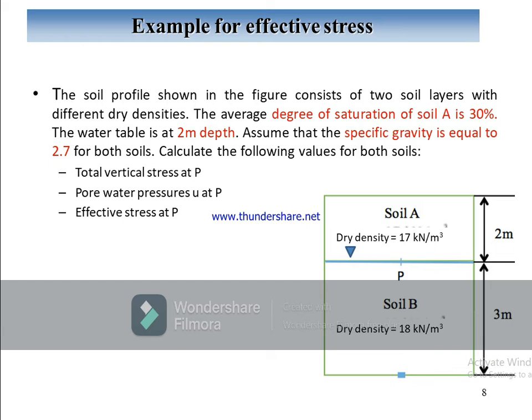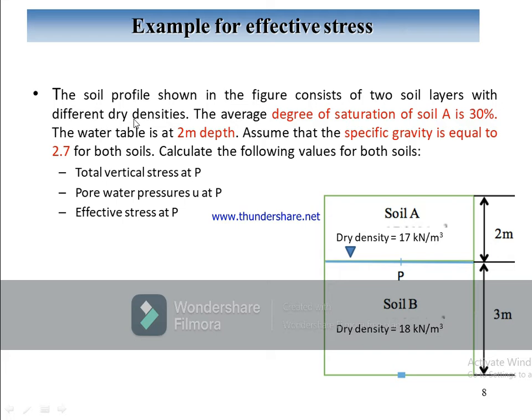So now we come to another example for effective stresses. For example, we have a soil profile shown in a figure. We have two soils, soil A and soil type B. Soil A has a dry density of 17 kN per meter cube, and soil B has a dry density of 18 kN per meter cube. The water table is at that level.